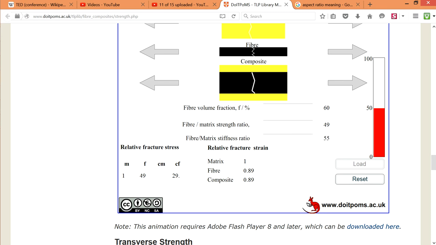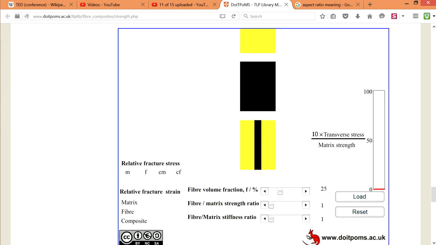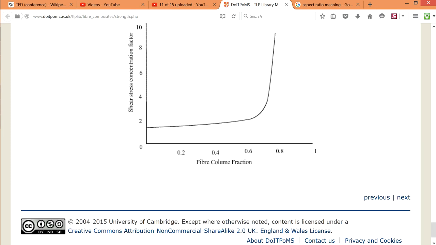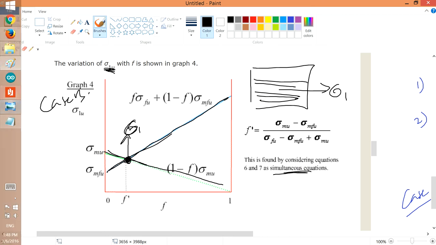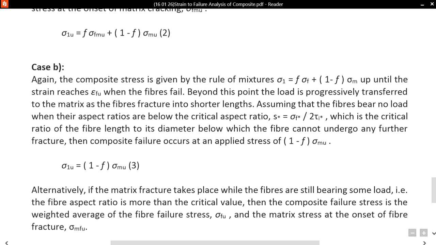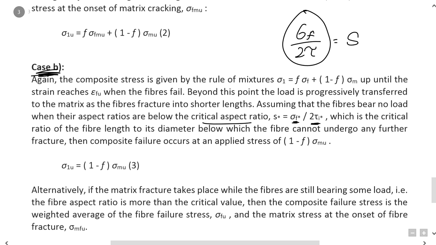So these are different inaccuracies they are trying to mention, the transverse strength, alright, things like that, and shear strength. Alright, I'll leave you to think about it. But I also need to highlight that there will be an aspect ratio: the stress of the fiber divided by 2 times the shear stress. So the stress of the fiber divided by 2 times the shear stress. Okay, and it's the critical aspect ratio for case B. Alright, if the fiber were to fail, so this is the fiber, everything is about the fiber actually over here.